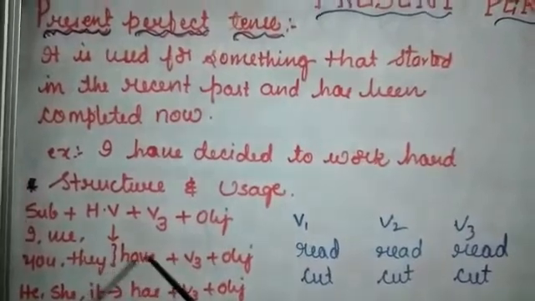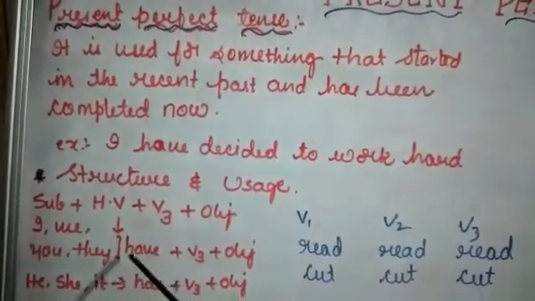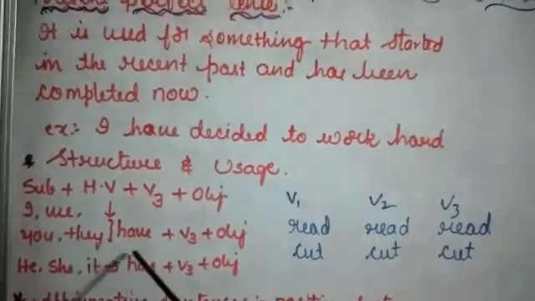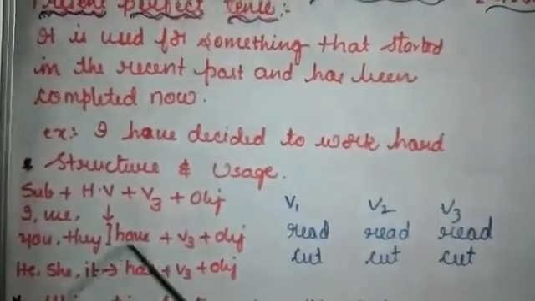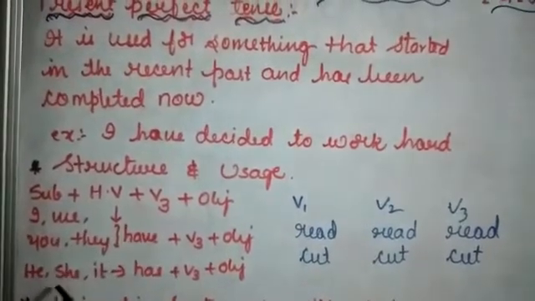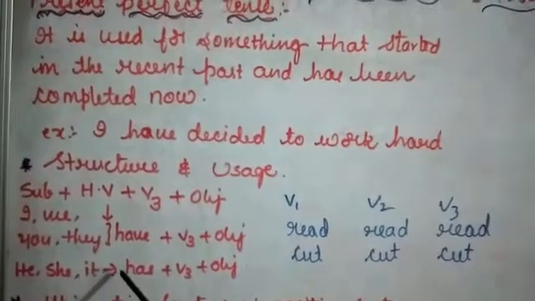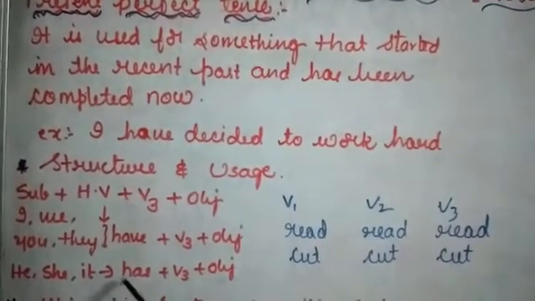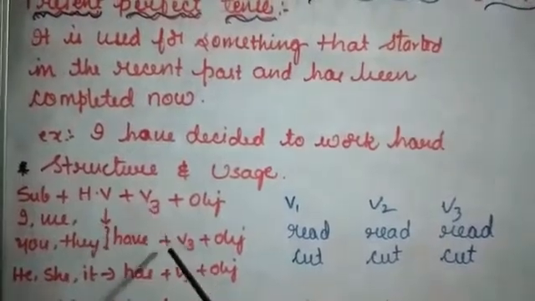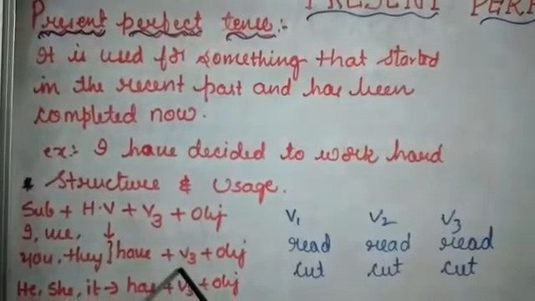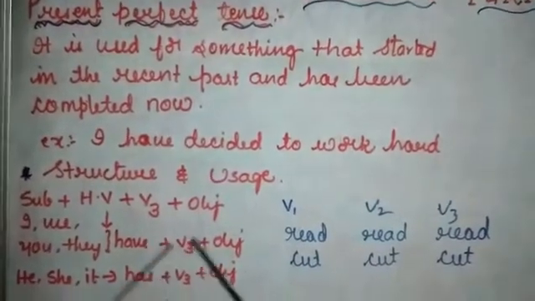Has and have. See, with these subjects, I, we, you, they, we have to use the helping verb have. With he, she, it, we have to use has as a helping verb. So, the verb's third form is used in present perfect tense. Present perfect tense takes the verb third form.